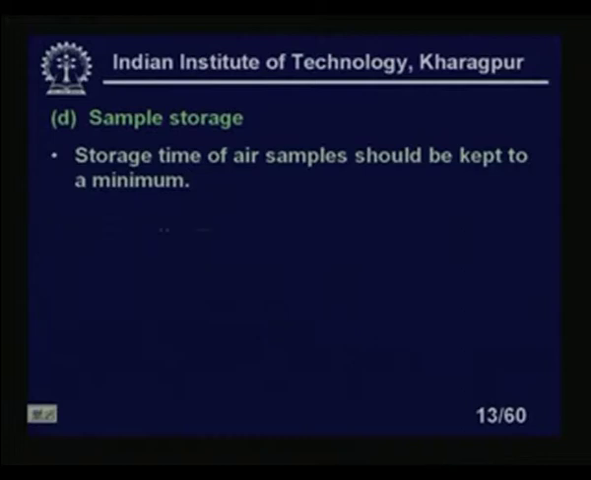Then storage time of the sample, this is so important. Storage time of the air sample should be kept to a minimum. Okay, because in some cases it can be decomposed, so after making the collection we should make a quick analysis. They should be protected from heat and light, this is another important thing.